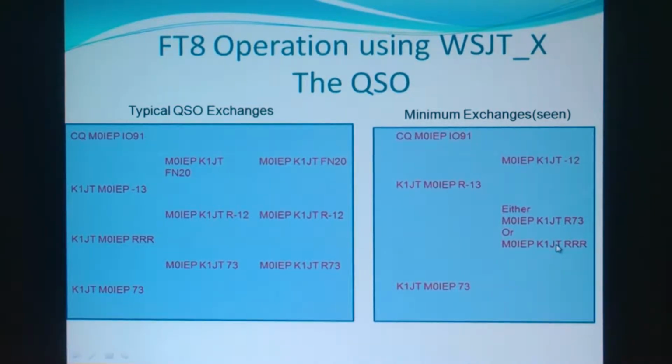I find this really infuriating because they come back with R, and then that's the end of the conversation. I like to get a 73 to know I've had a complete QSO. The other thing you sometimes get, rather than the RRR coming back, is the RR73 coming back. Okay, that's a legitimate way to end it, rather than going RRR and then a 73. And you can't see that, can you?